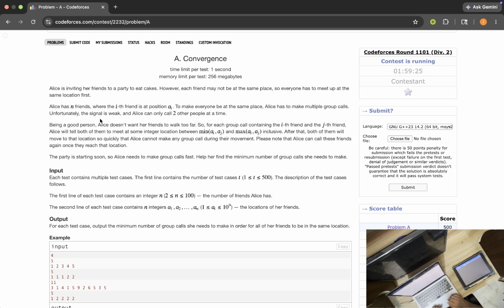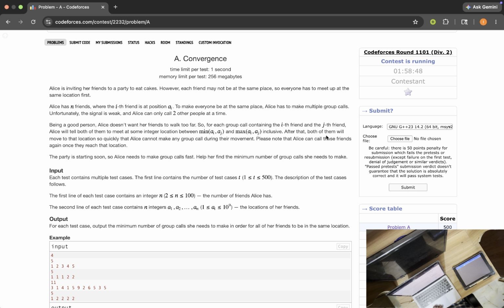Unfortunately, the signal is weak and Alice can only call two other people at a time. Being a good person, Alice doesn't want her friends to walk too far. So for each group call containing the ith friend and jth friend, Alice will tell both of them to meet at the same integer location between the minimum and maximum of their positions, inclusive.